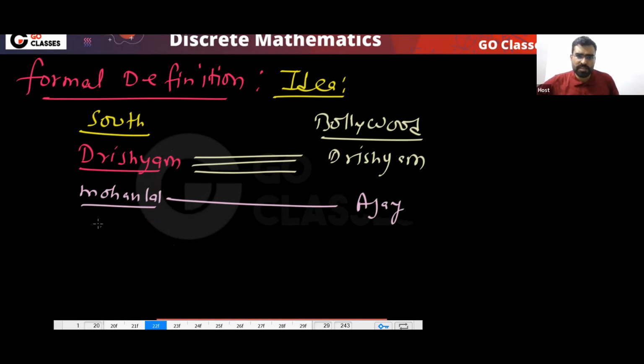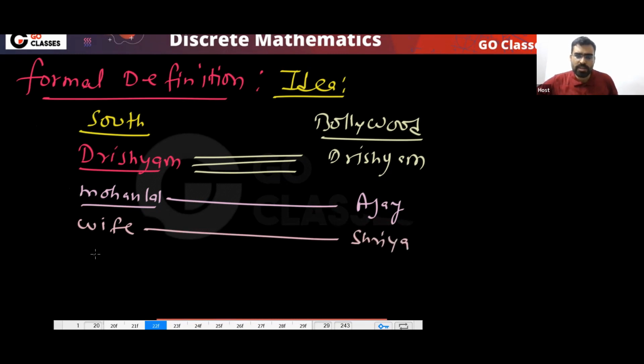Similarly, this heroine, what is the actress name? I don't know, I forgot. Can anyone tell me who is the wife of Mohanlal in that movie? Shreya Saran is in the Bollywood one. Anyway, forget about it. She is basically Mohanlal's wife, and she has a corresponding character here. So she is a vertex, and this vertex has a corresponding vertex here, and that corresponding vertex is Shreya.